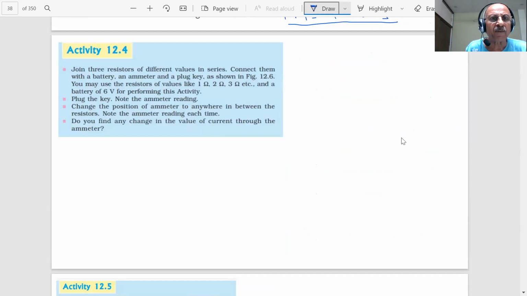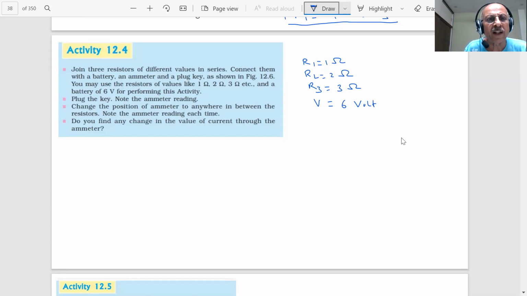Activity, what is the activity? Join 3 resistors of different values in series. We have shown you the diagram, student. Connect with a battery, an ammeter, a plug and a key as shown. You may use the resistors of 1 ohm, 2 ohms, 3 ohms and a battery. So student, you have R1 is equal to 1 ohm, R2 is equal to 2 ohm, R3 is equal to 3 ohm. And you have a 6 volt potential difference. We are attaching a 6 volt battery for performing this activity.